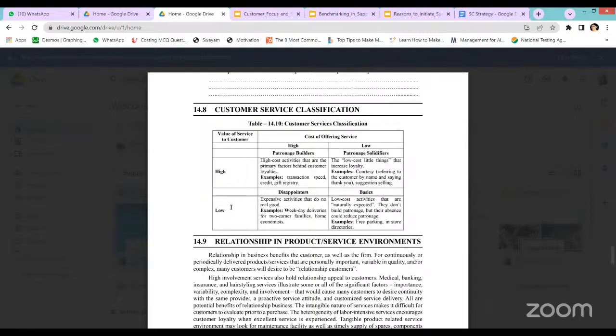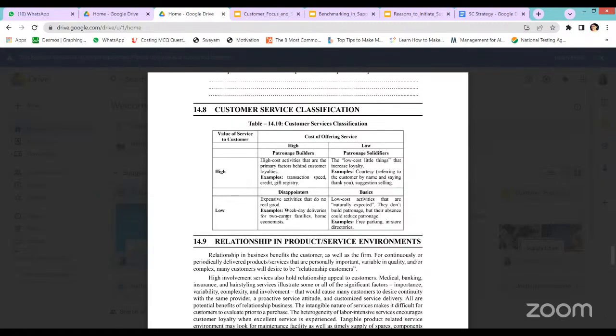Disappointers are low value to the customer but high cost. Expensive activities that do not do real good, like weekday deliveries for two-earner families, home economists. On the cost of offering service, you spend high cost, but the value to the customer is low. Then you'll face disappointers.